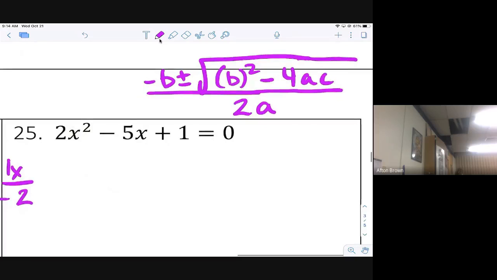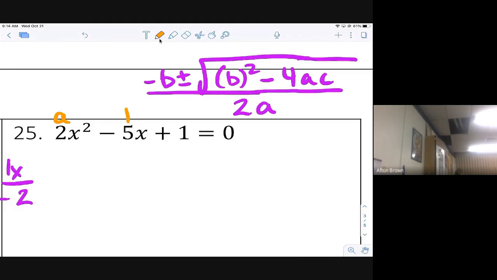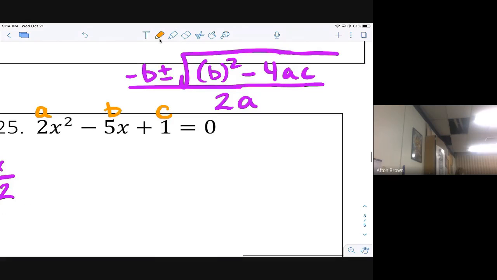Okay, so we know we're going to use the quadratic formula. I'm, again, a visual person. I like to label stuff, so my eye goes right to it when I have to plug it in somewhere. So I'm going to label my A, B, and C so I can just see it and then plug it in. So we need the opposite of B. It was a -5, so the opposite of a -5 is a +5. Plus or minus.